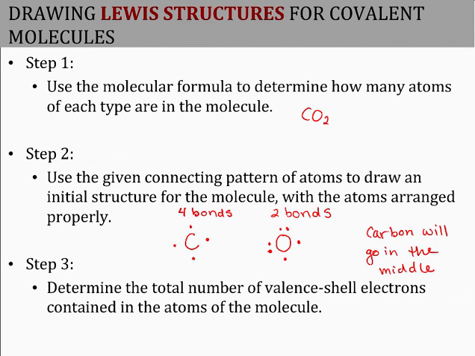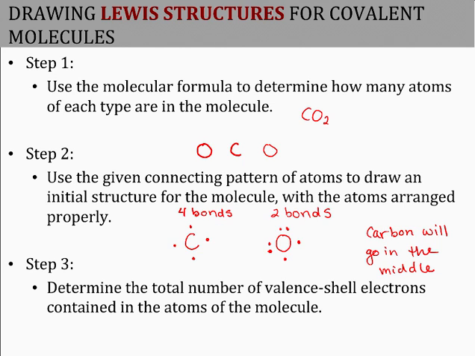So maybe we would start by drawing carbon, so I'll just draw that up above, with 2 oxygens, 1 on each side. Another thing that's really useful for this step is just knowing that molecules like to be symmetrical if they can. So those 2 oxygens would want to be on either side of the carbon.